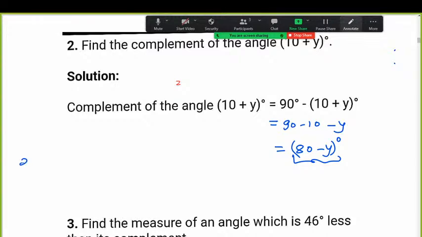If you want the complement of 20 degrees, what you need to do is subtract 20 from 90. You will get 70 as your answer. If you want the complement of 40, you just need to subtract 40 from 90. You will get 50 as your answer.